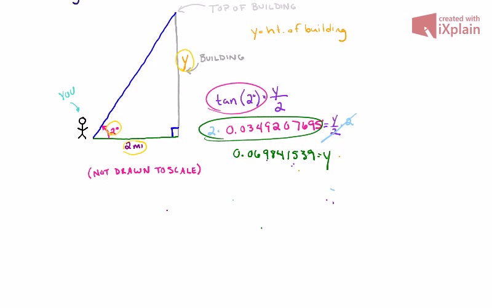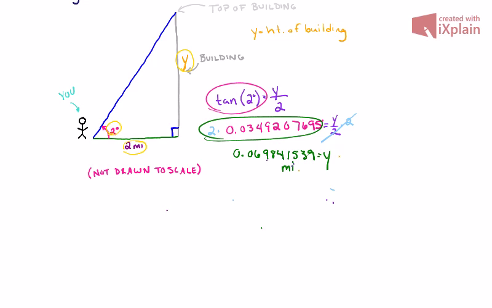But remember that we should include units. This 0.069841539 is in miles. So we found the height of the building in miles. And I know that this seems like a relatively small number, but again, including that unit of miles kind of puts things into perspective.